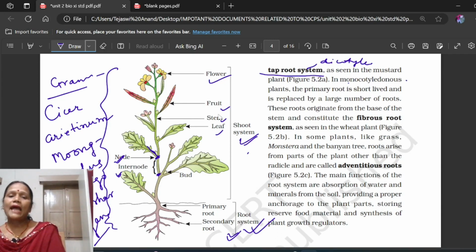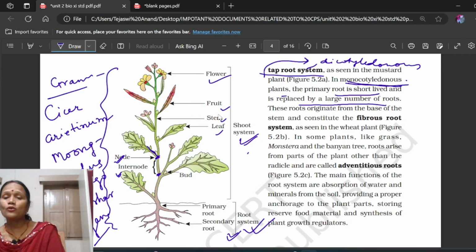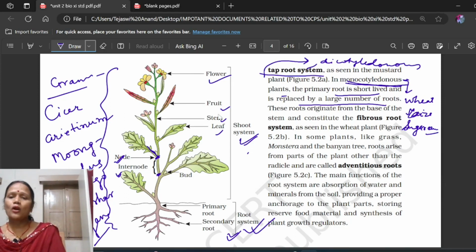So we have known that taproot is a special feature of dicotyledonous plants. Okay, and here we can see in monocotyledonous plants the primary root is short-lived and is replaced by a large number of roots. What are the monocotyledonous plants? Like wheat, maize, sugarcane. These are the monocotyledonous plants.